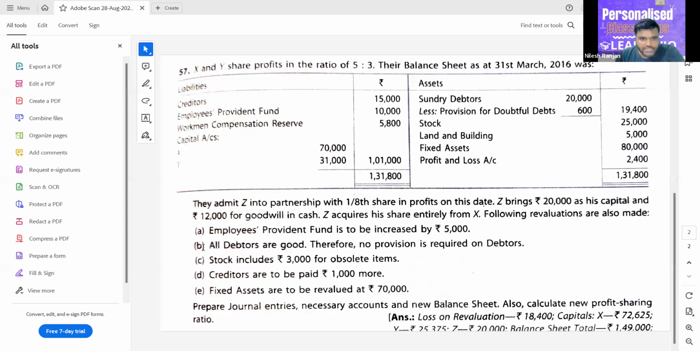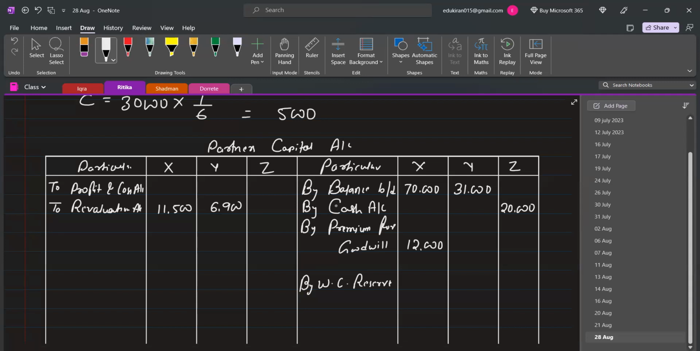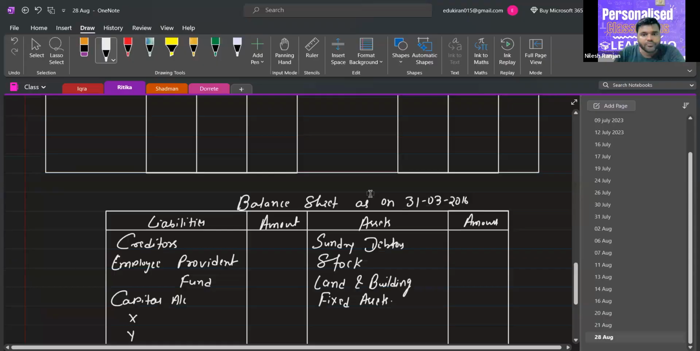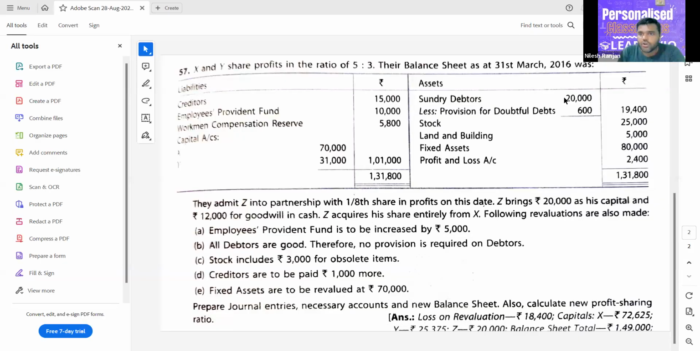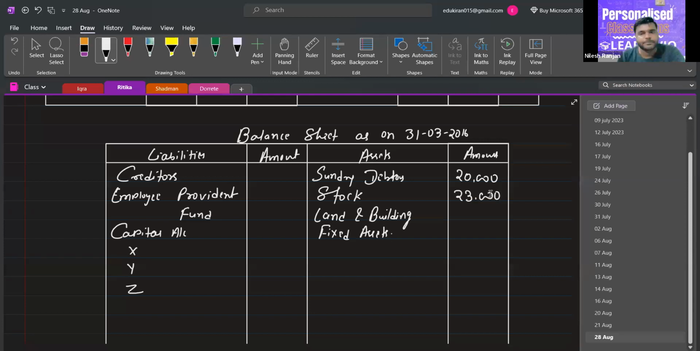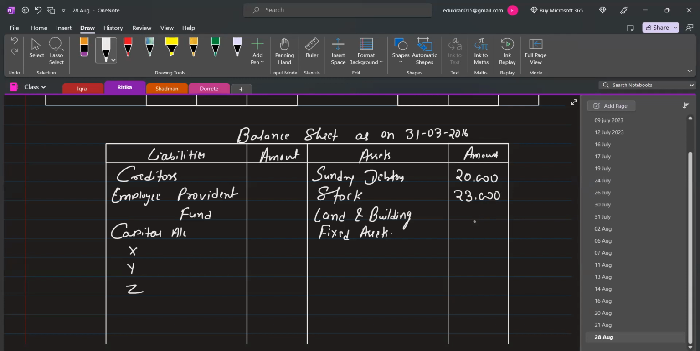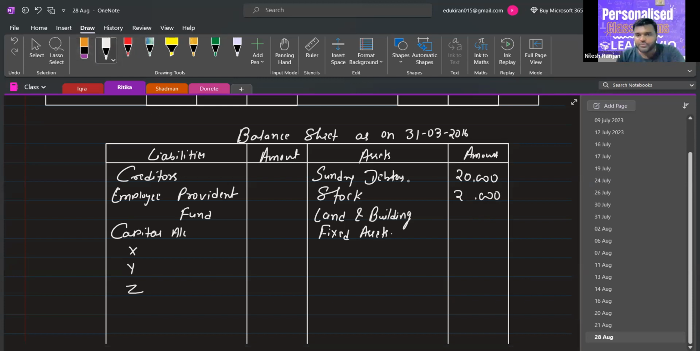After that, these items A, B, C, D, and E are revaluation items, which we have already written here. But we have to adjust this in the balance sheet also. Sundry debtors: no provision is required, so 20,000 will be written here. There is some change in stock. Stock value is 25,000, but there is 3,000 for obsolete items. So 25,000 minus 3,000, it will be 22,000.